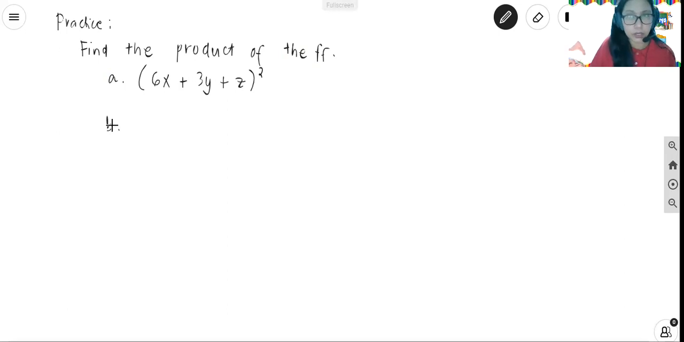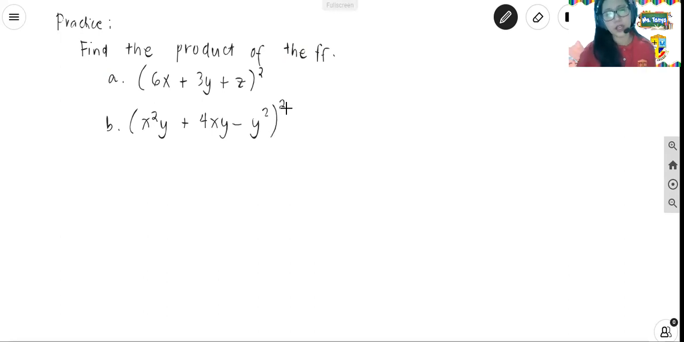And let's have a more complex example. How about x squared y plus 4xy, so let's have minus there, minus y squared, quantity squared. Okay, so kindly practice on this.